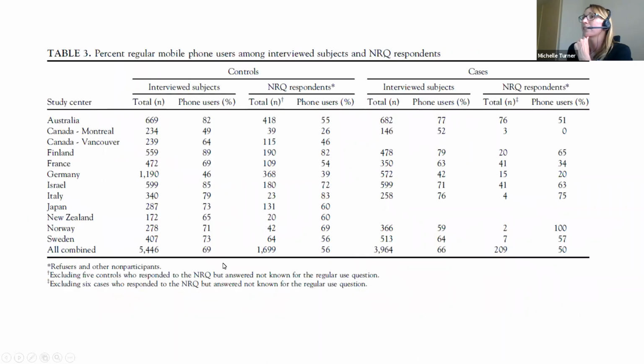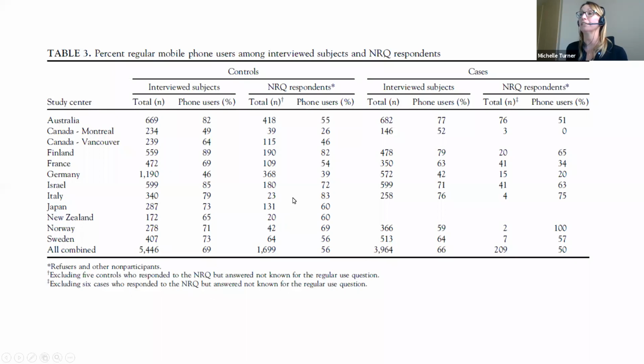So this is the case of controls, and these are the cases in the study. Here we have the interviewed controls, and here we have the non-respondent questionnaire respondent controls. They asked these controls a very small number of questions, and one of them was, do you use a mobile phone? You can see here that controls who participated in the study were more likely to use a mobile phone than controls who didn't participate in the study. And the same thing actually for cases as well.